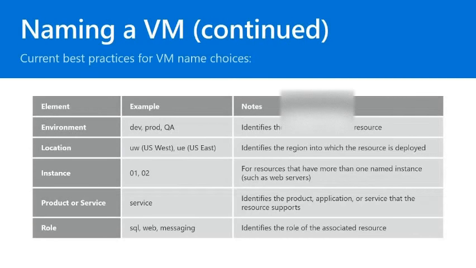To name, you can have the environment. You can add the environment before the name. Let's say dev, production, QA, which identify the environment. Then location, you can add the location. You can add the instance 01, 02, product or service, and then role. What this virtual machine is doing.